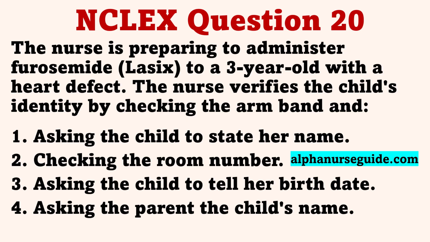The correct answer is 4. Safety standards require the use of 2 identifiers prior to medication administration. A parent can be used as the second identifier. Many young children will only answer to a nickname that does not coincide with a medical identification band, or may answer to any name. It is common for children on a pediatric floor to go into each other's rooms. A small child may not know their birth date.